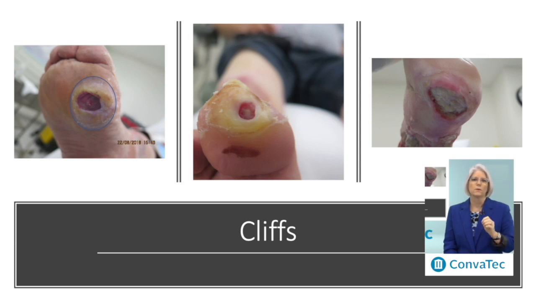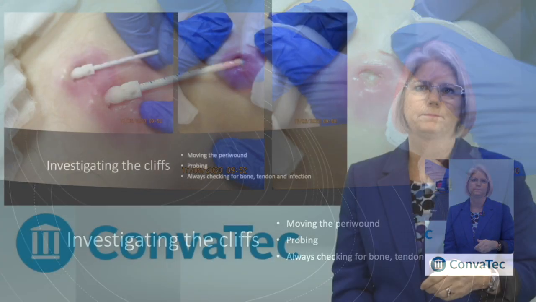The next photo is on the toe. Again, you have the hyperkeratotic tissue or the callus. And again, you have the circle outlining the area that is truly the whole wound. The third, the one on the right, isn't on the plantar surface. It's a pressure injury of the heel, but you can see the cliffs around it as well.